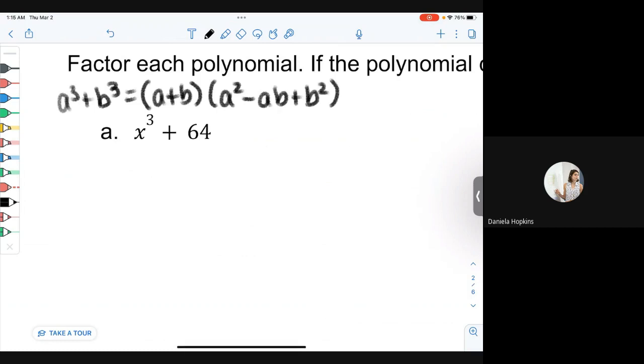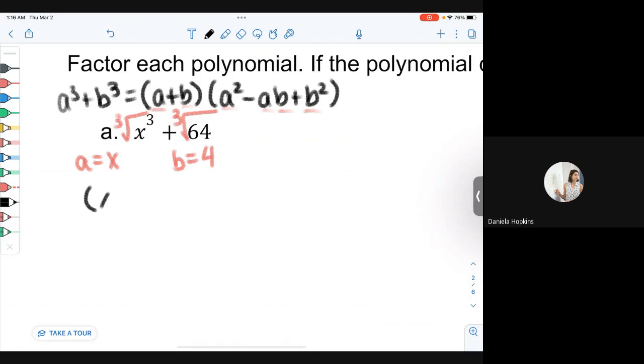So my first task is just to find my a and b. I can do that by taking a cube root here and a cube root there. My a, the cube root of x to the third, would just be x. And the cube root of 64 is my b, and that would be 4. Then I just have to plug those into this general factored form.